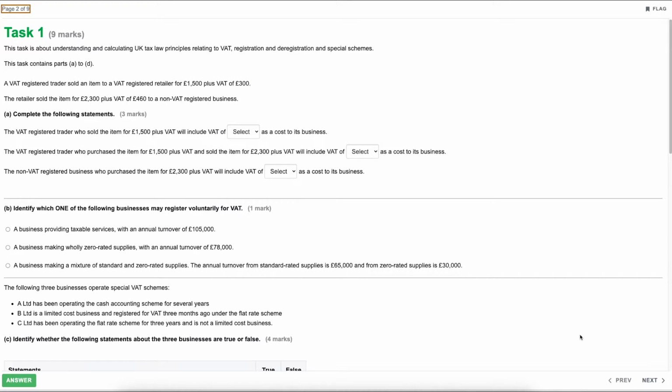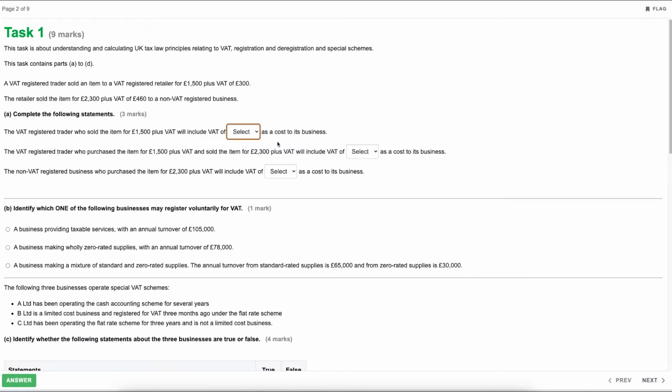A VAT registered trader sold an item to a VAT registered retailer for £1,500 plus VAT of £300. The retailer sold the item for £2,300 plus VAT of £460 to a non-VAT registered business. Part A then, for 3 marks, complete the following statements. The VAT registered trader who sold the item for £1,500 plus VAT will include VAT of, and we've got to select between 0, 160, 300 and 460 as a cost to its business.